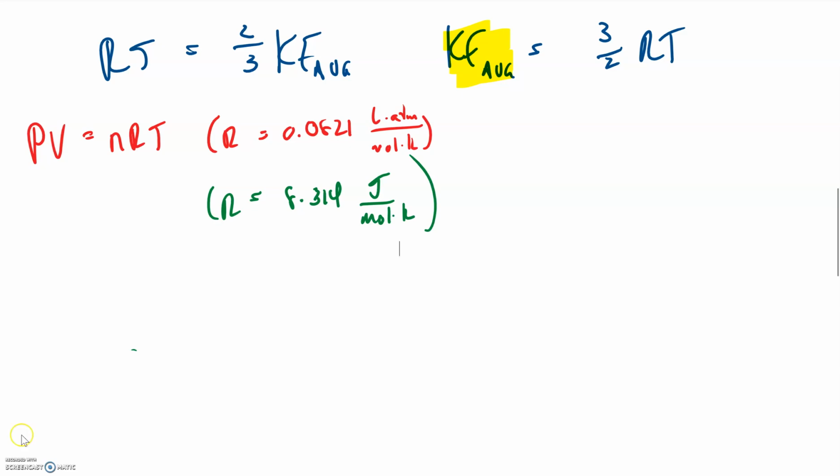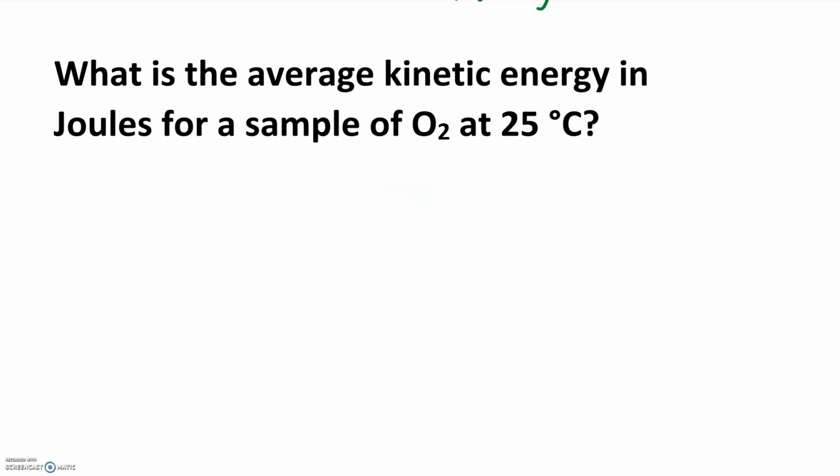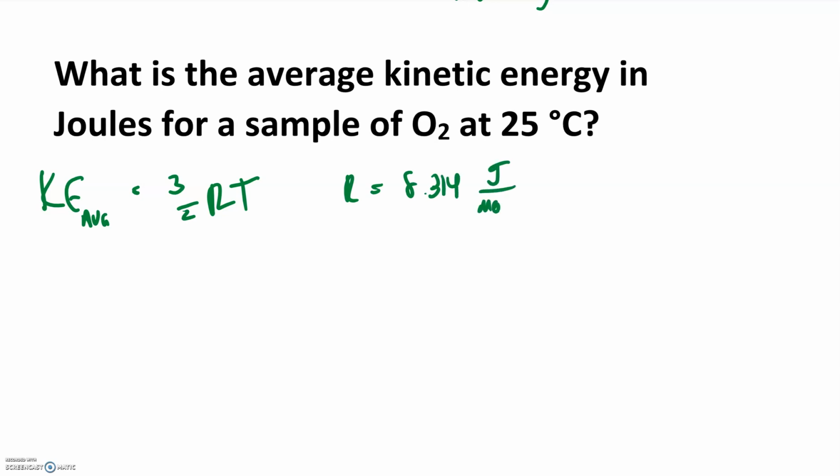All right, let's try one of these. So we're going to ask, what is the average kinetic energy for a sample of O2 at 25 degrees Celsius, if we know that the equation for average kinetic energy is equal to 3/2 RT, where R is equal to 8.314 joules over moles Kelvin? Well, we're going to get our temperature into kelvins, because obviously it's not going to work on this if we still are in degrees Celsius. So let's plug everything in.